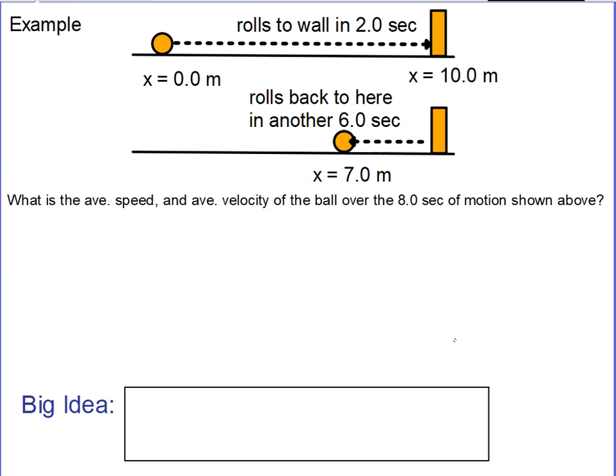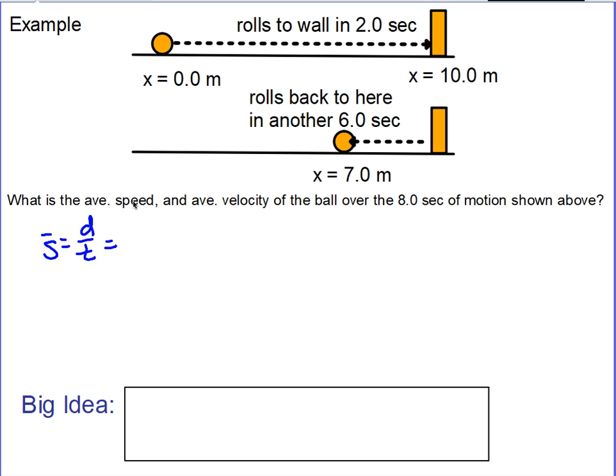This is to show the difference between speed and velocity. Here we have a graphic showing the ball rolling from a position of x equals 0 meters, hits a wall at 10 meters away, takes 2 seconds to do so, loses a little bit of energy off of that bounce, and travels back to a position of 7 meters after 6 seconds. Our goal here is to figure out the average speed and the average velocity of the ball over the 8 seconds of motion shown above. Let's go ahead and do that here with some quick equations.